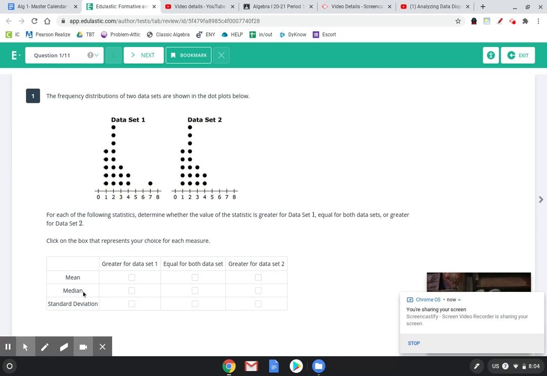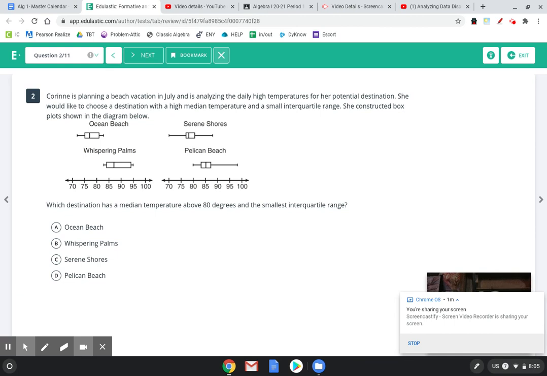The second one says the median. So look at those and determine, we know how to find the median. Is the median bigger in the first data set? Is it the same, or is it greater for the second data set? Last but not least, the standard deviation. Is the standard deviation greater for data set number 1? Is it the exact same, or is the deviation greater in data set number 2? Consider those.